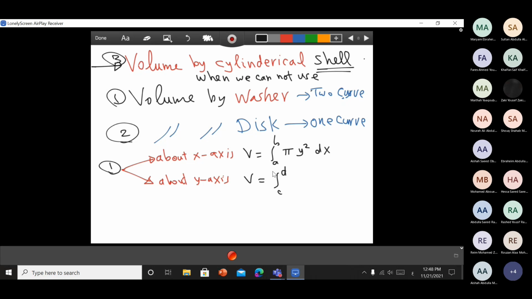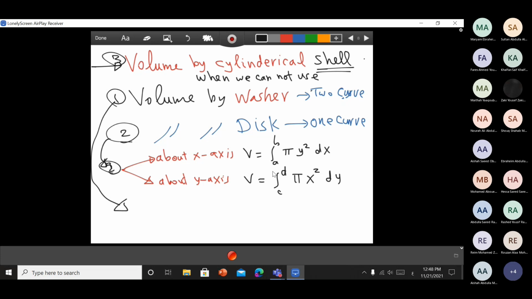For the other one, from C to D, you get x as a function of y, as an inverse function, and you square it, and the slice will be horizontal. So this is the formula when you are using the disk, when you are rotating about the x-axis. What about, sorry, I got it by mistake. This is number 2, sorry.